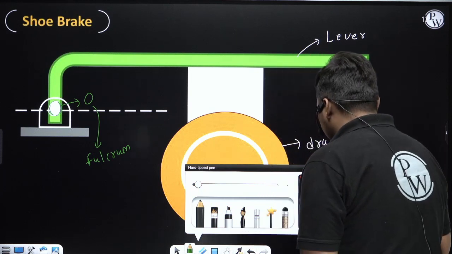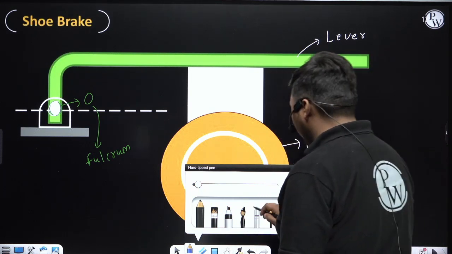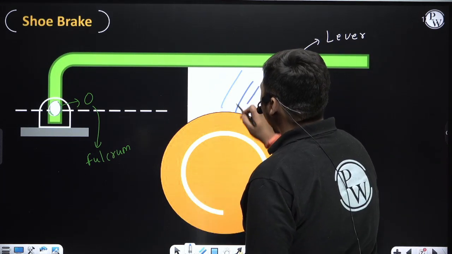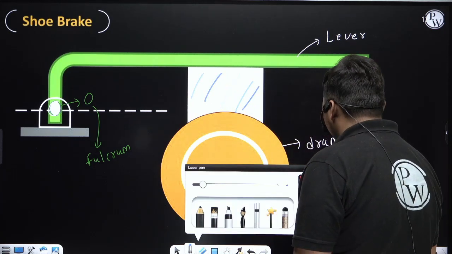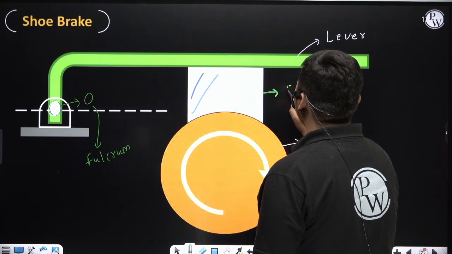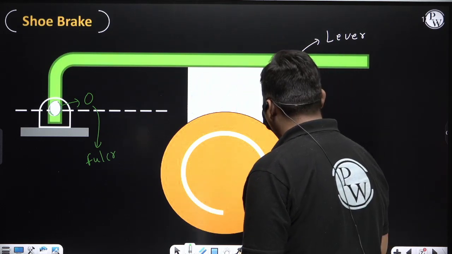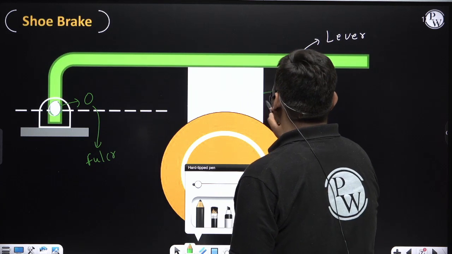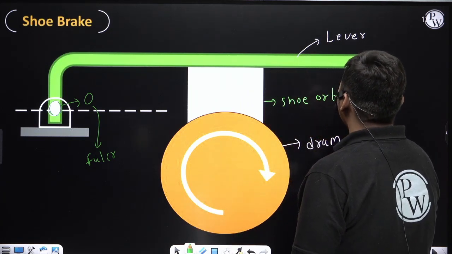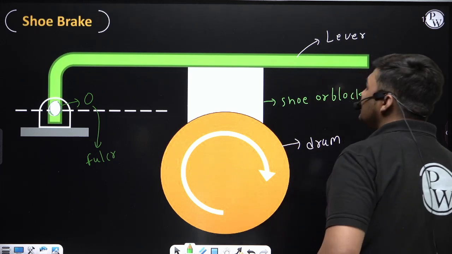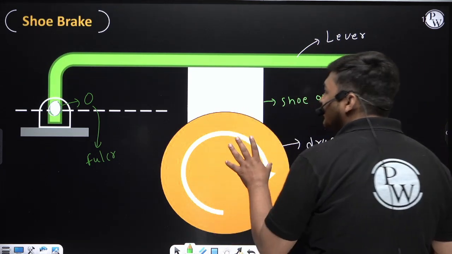Now this white portion of this lever is known as the shoe or block, and this shoe or block makes direct contact with this drum.